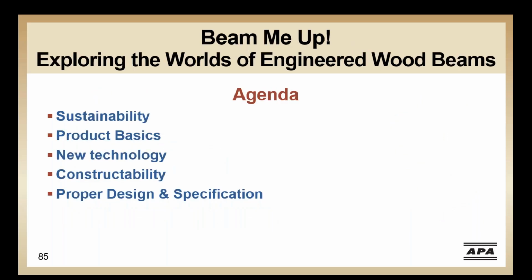To summarize, we've looked at the sustainability of wood used as a construction material, reviewed product basics of engineered lumber products, including proper design, specification, and installation of glue laminated beams and structural composite lumber. Introduced some new technologies, reviewed the constructability of SCL and glulam beams, and looked at some design options. With that, I'd like to thank you for your time and attention, and I'll turn this back over to Mary to see if any questions have come through.